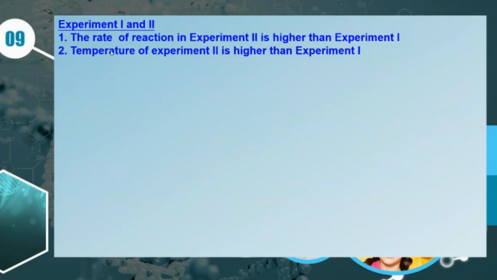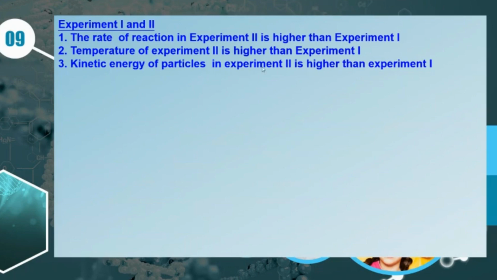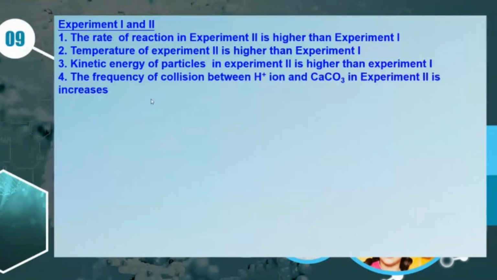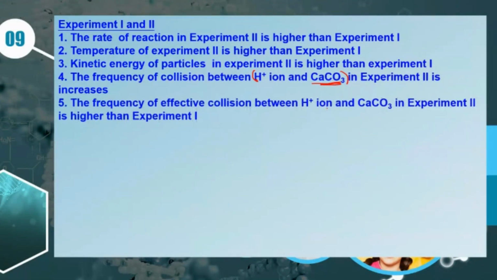If temperature is higher, the kinetic energy of the particles in experiment 2 is higher than experiment 1. So we mention the kinetic energy. Then the frequency of collisions between the hydrogen ions and calcium carbonate is increased. For calcium carbonate, no need to mention what particles it is. Directly use the whole name, calcium carbonate. Then the frequency of effective collisions between the hydrogen ions and calcium carbonate in experiment 2 is higher than experiment 1. Okay, so 5 marks.